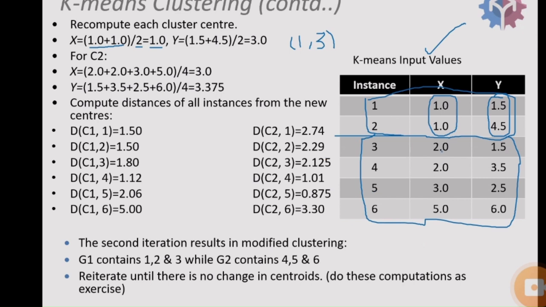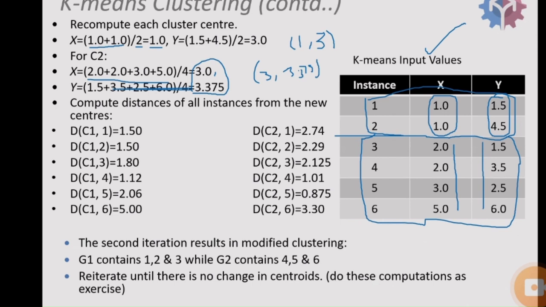Just like this, look at the second cluster. You can see here 2 plus 2 plus 3 plus 5. So 5, 6, 7, 8, 9, 10, 11, 12. 12 divided by 4 is 3. And then 1.5, 3.5, 2.5, and 6. 6, 7, 8, 9, 10, 11, 12, 13, 13.5 divided by 4, 3.375. So this is your other center. The first center is 1, 3, and the second center is 3, 3.375. So you have your new clusters.